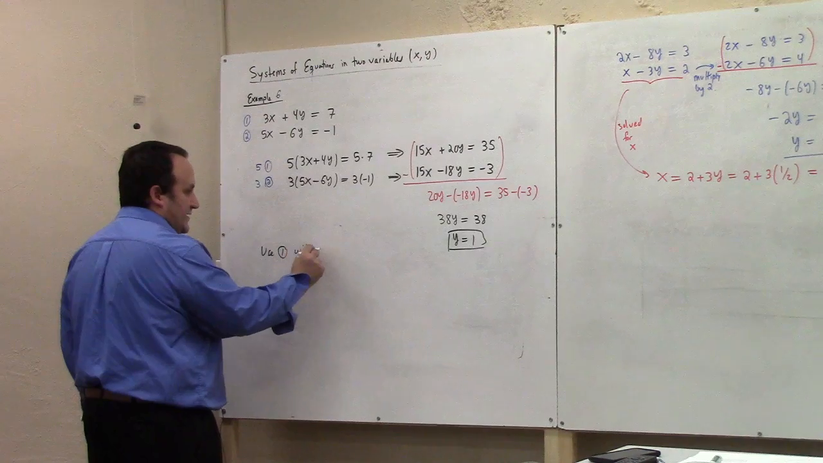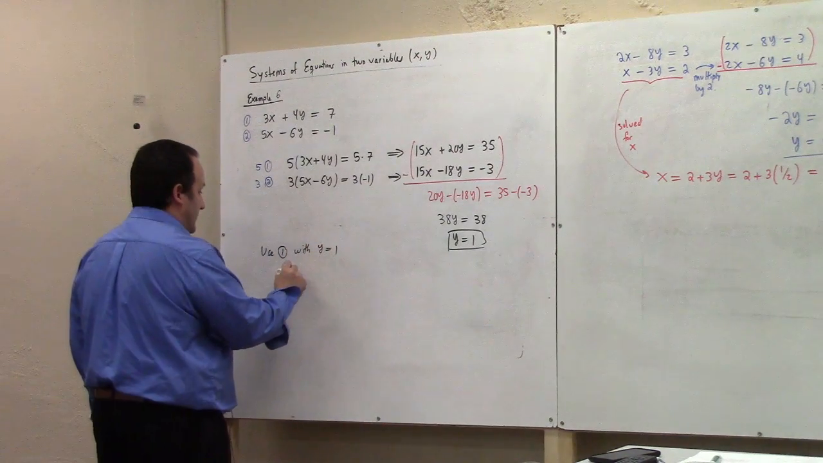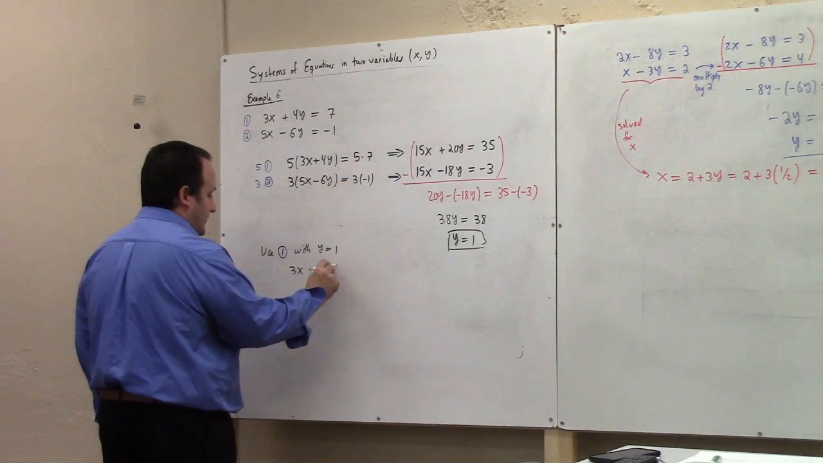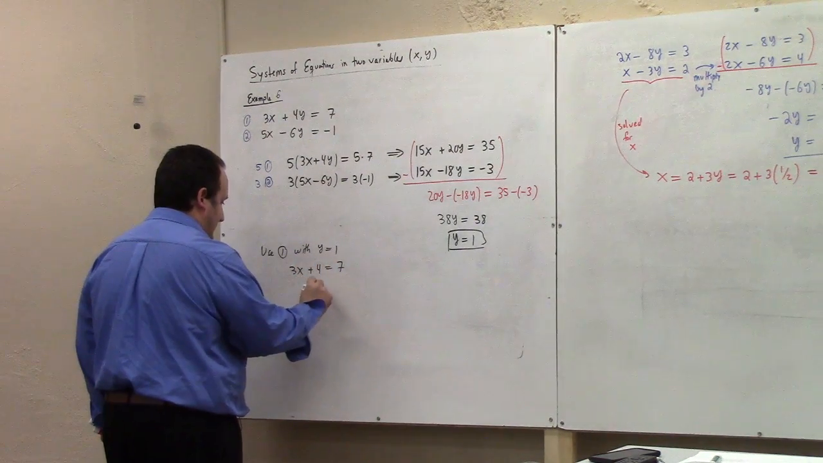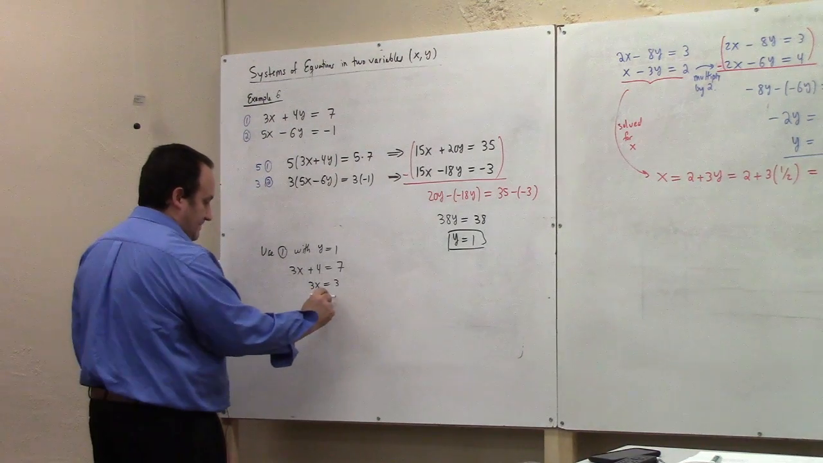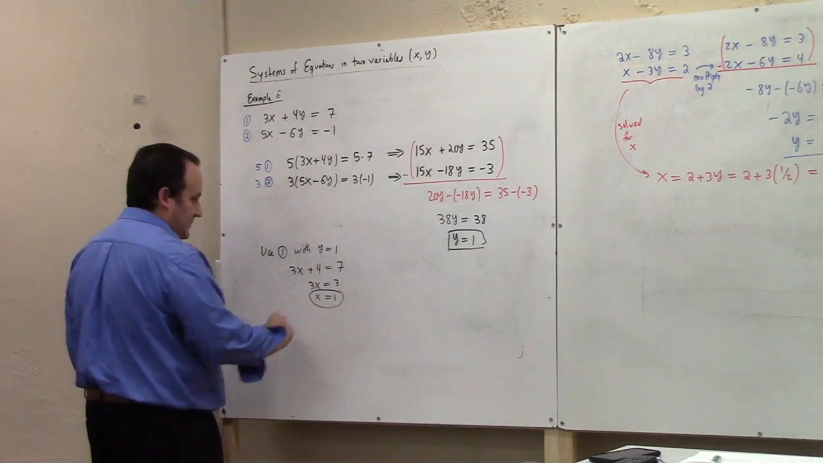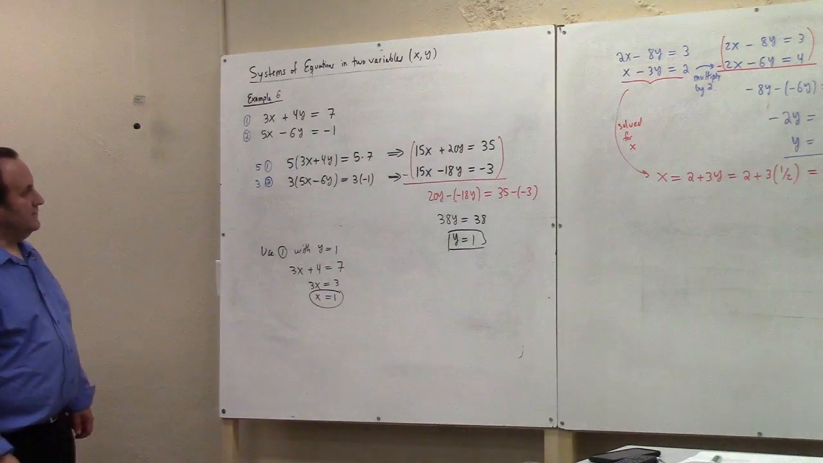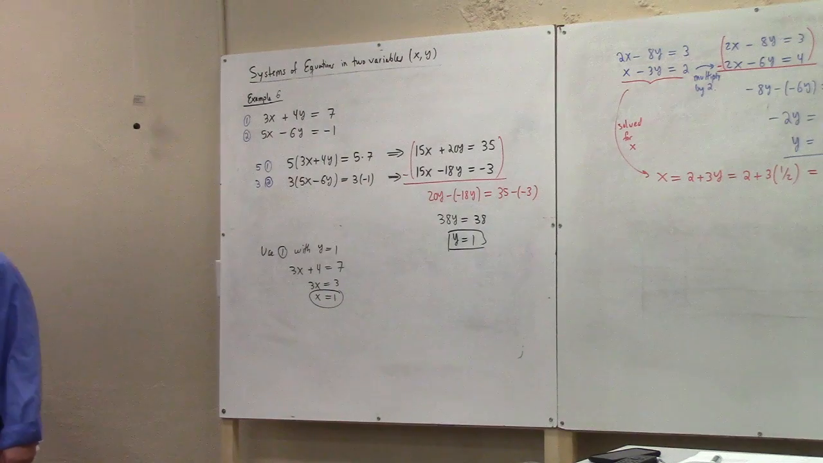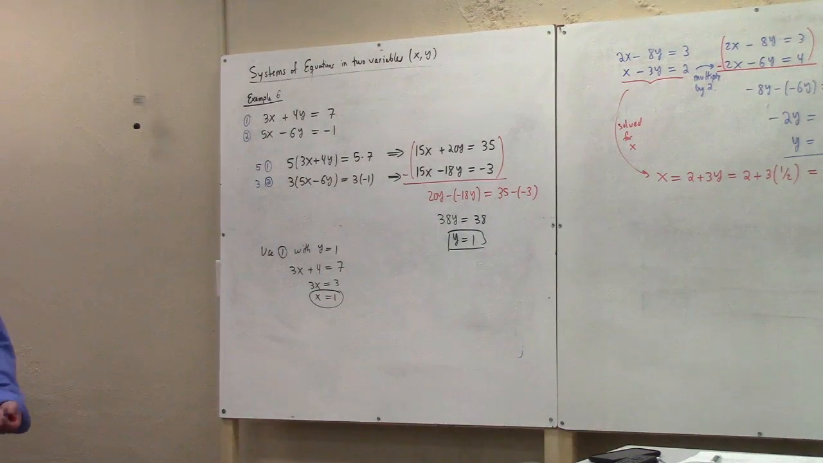I'll use equation 1 with y equals 1. We get 3x plus 4 equals 7. So 3x is equal to 3. So x is equal to? x is equal to 1. So the solution is 1, 1.